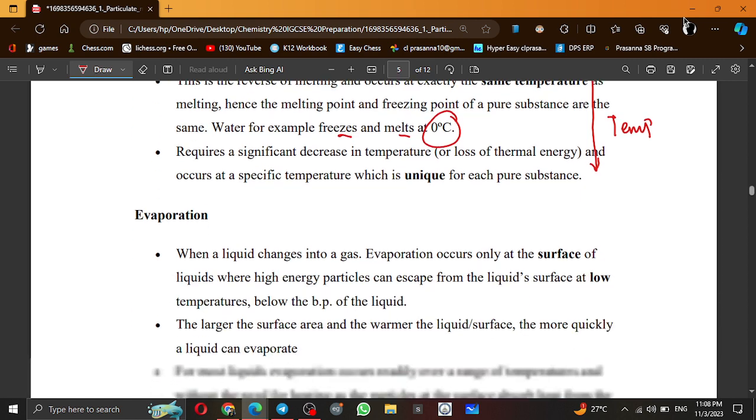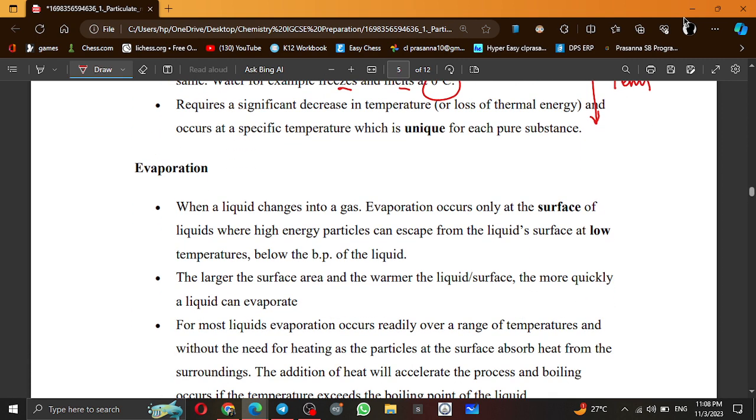Yes, we looked at that. Evaporation. It's when a liquid changes into a gas. Evaporation only occurs at the surface. Now that's a key difference. Evaporation only occurs at the surface. Boiling occurs throughout the liquid. High energy particles escape from the liquid surface at a temperature below the boiling point of the liquid, and the low energy particles then remain in the liquid.